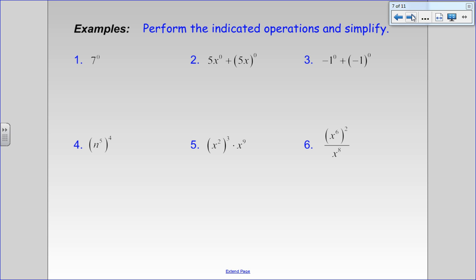Now let's use these two properties to simplify some exponential expressions. In problem number 1, we have 7 to the 0 power. We've seen that any base to the power of 0 is equal to 1, so 7 to the 0 power is also equal to 1.